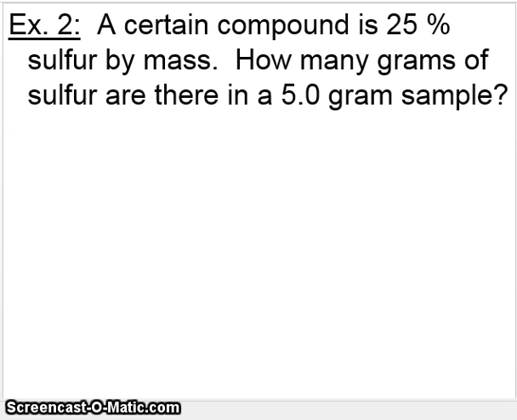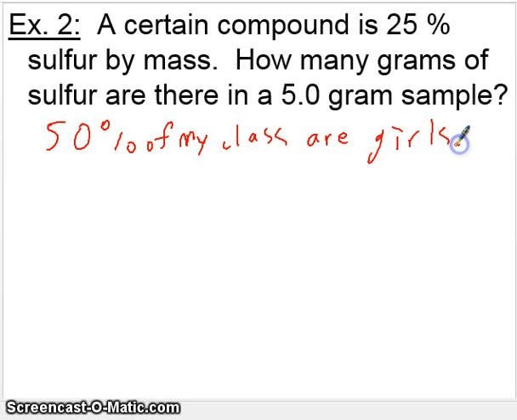that half of my class, if I said 50% of my class are girls, which isn't entirely true. I actually have more girls than guys in the upper level chemistry courses, which is surprising, but go girls.